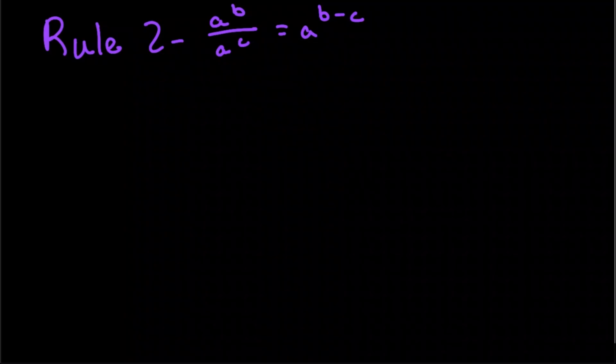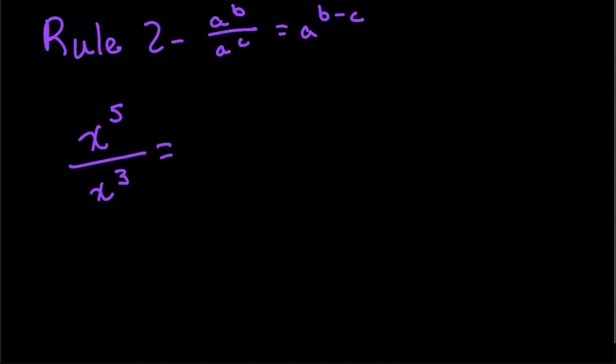Next, let's look at division. This rule states that if there are two exponents that have the same base and they're being divided, we can subtract the bottom exponent from the top exponent. So if we have x to the power of 5 over x cubed, this will give us x to the power of 5 minus 3, which is just x squared. But let's see where this actually comes from.